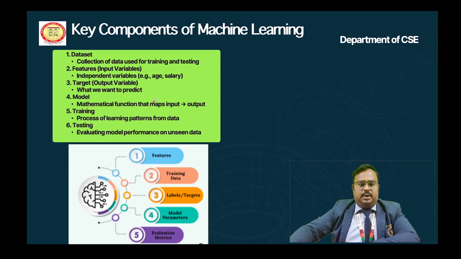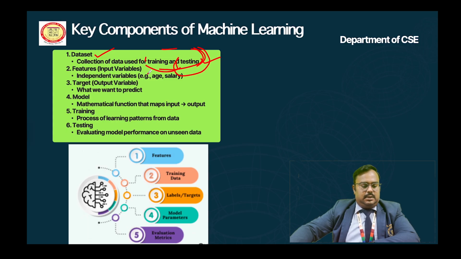Next one, key components of machine learning. What are the various key components in machine learning? The first one is the data set. What is meant by data set? A data set is nothing but a collection of sampled data collected together. It is the collection of data used for training and testing. Here two things are very important: one is training and another one is testing. Training means we train the model based on the requirement. After the model is done, we evaluate it in the testing process.